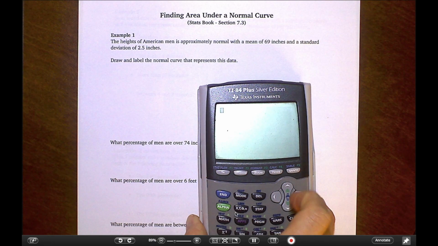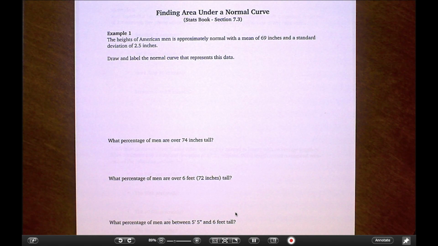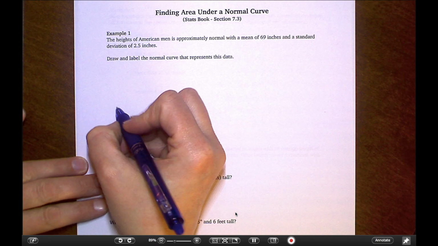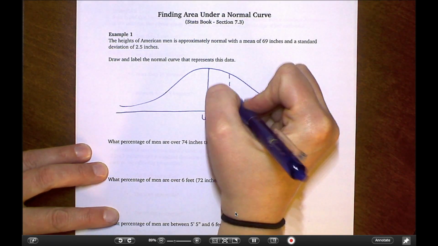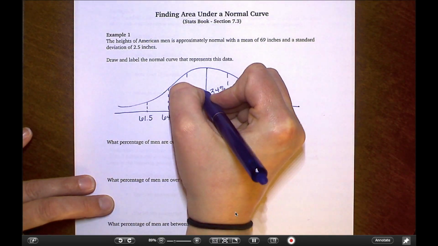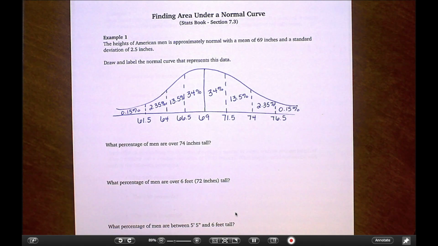Okay, so we're going to start out with this example one where it talks about just a normal distribution, and I think you've actually looked at this distribution before. The height of American men is approximately normal with a mean of 69 inches and a standard deviation of 2.5. So we're going to start by just drawing our normal distribution. So there's your normal distribution that you know and love, okay? And you should know those percentages pretty well by this point.